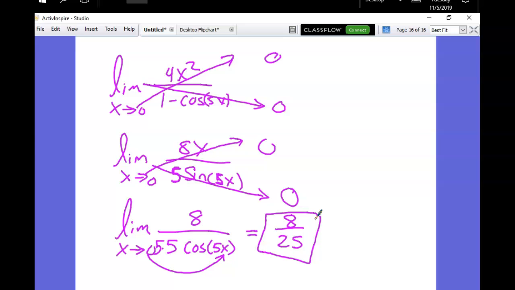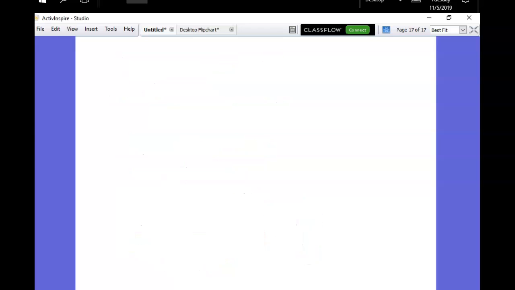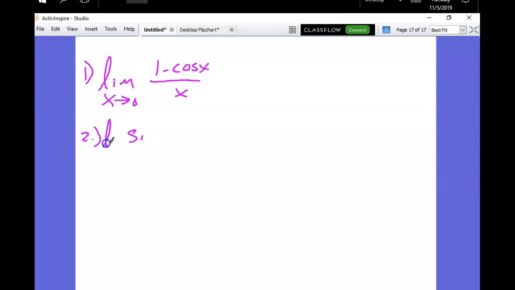Okay. Let me throw a couple at you. Here we go, number 1. We'll start with something chillax. Limit as x approaches 0 of 1 minus cosine x over x. That's number 1. Number 2, let's take it up a notch. How about the limit as x approaches 0 of sine of 2x over 3x, and then finally we'll take it up to a third notch.